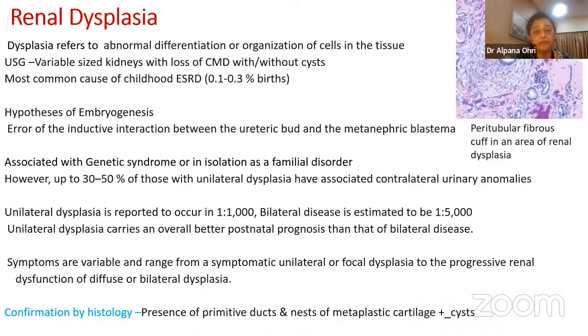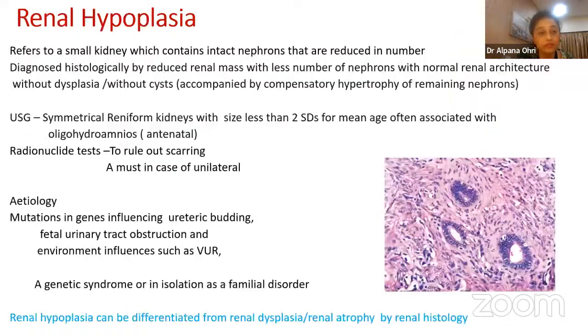So going on a little further about each condition, renal hypoplasia, as I mentioned earlier, refers to a small kidney which contains intact nephrons that are reduced in number, and it is diagnosed histologically by reduced renal mass having fewer nephrons. The total renal mass itself is reduced, and so the number of nephrons is reduced. There is no evidence of dysplasia here, and there are no cysts.